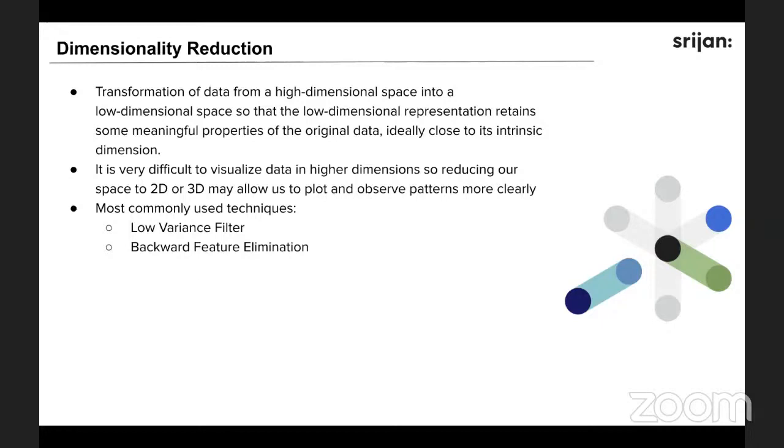There are some techniques that we can use for dimensionality reduction. Two of the techniques I will be discussing here. There are other techniques like PCA, t-SNE, and some others that you may look at. And these are some of the commonly used techniques that I wanted to discuss.